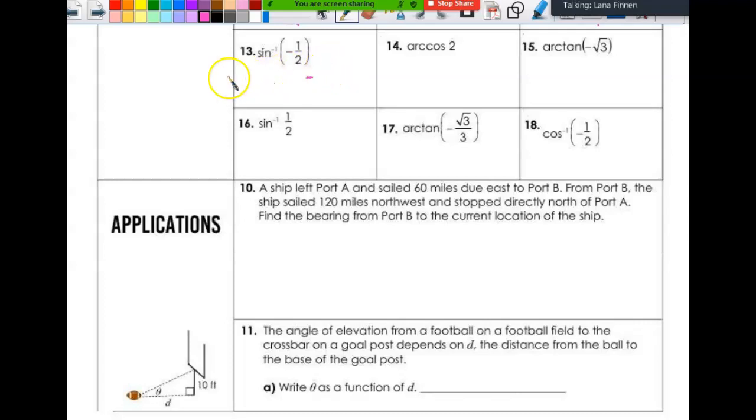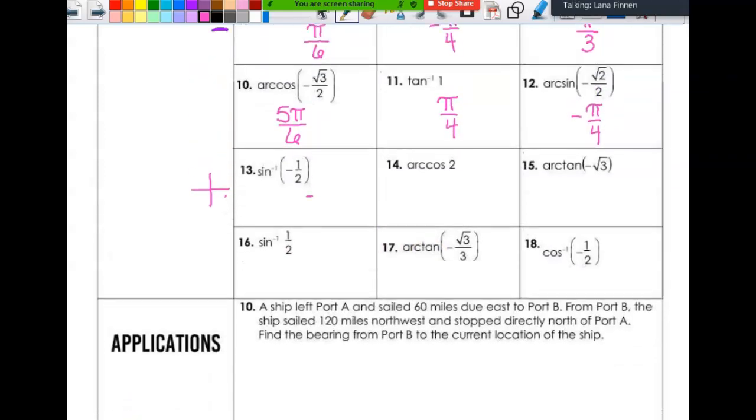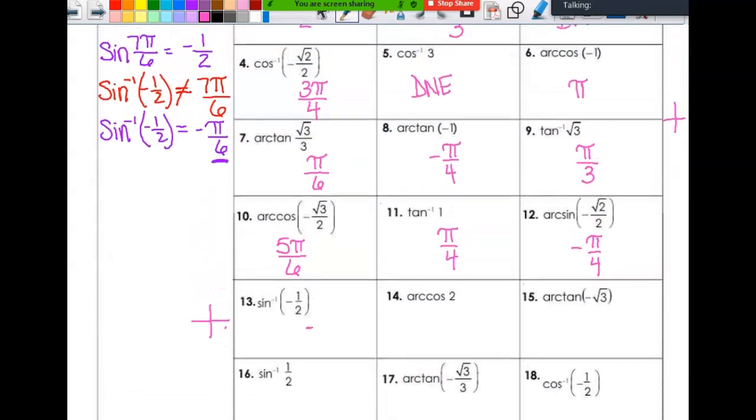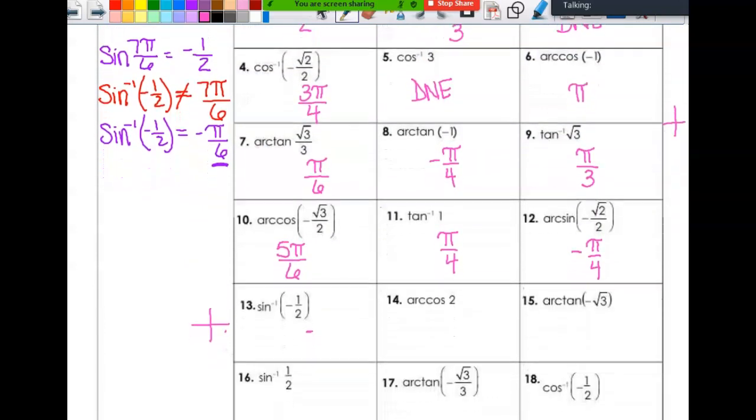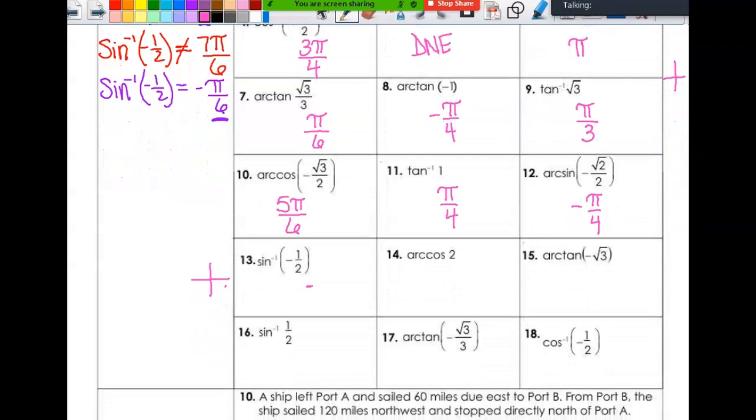How else can I get to that same spot? 11 pi over 6 puts me right here. How else can I get there where I would be between negative pi halves and pi halves? How did we get there on all the other ones we just did? Somebody want to help him? What is it? Negative pi over 6. That's all it is. Once you get the positive one, it's just negative. Okay? All right, thank you.